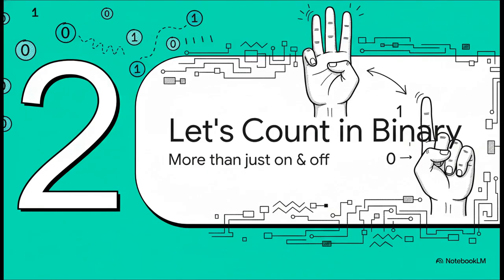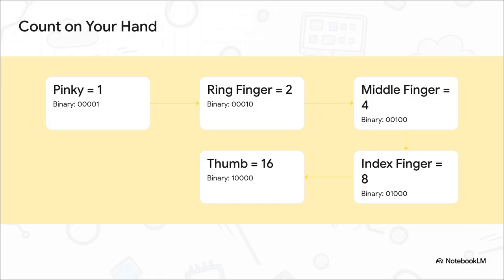And believe it or not, you can actually count in binary right now, just using your hand. Come on, let's try it. Okay, hold out one hand. Each finger is a bit. A finger down is a 0, and a finger up is a 1. Now here's the pattern. Each finger is worth double the one before it. So your pinky is worth 1. Your ring finger is 2. The middle is 4, the index is 8, and your thumb is 16.